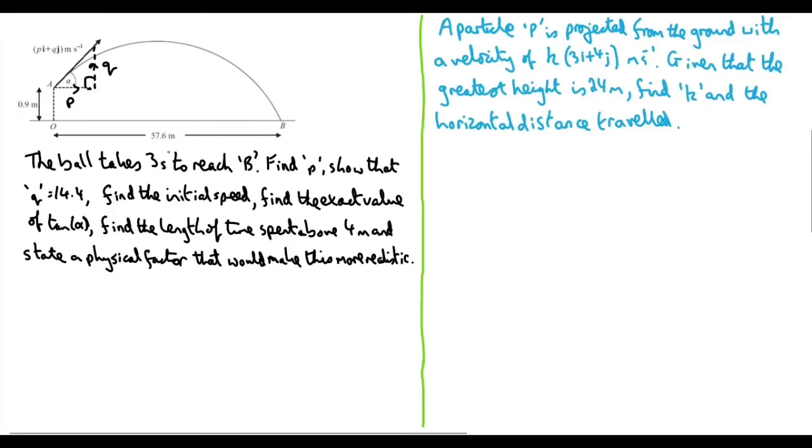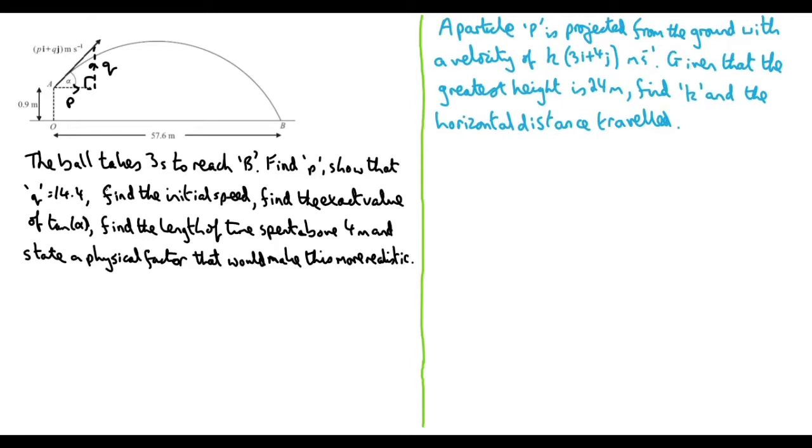Now the ball takes 3 seconds to reach B, the ball being projected from A here. Find p, show that q equals 14.4, find the initial speed, find the exact value of tan alpha, find the length of time spent above 4 meters, and then state a physical factor that would make this more realistic. So we've got a lot of elements to deal with here. I'll just start from the top.